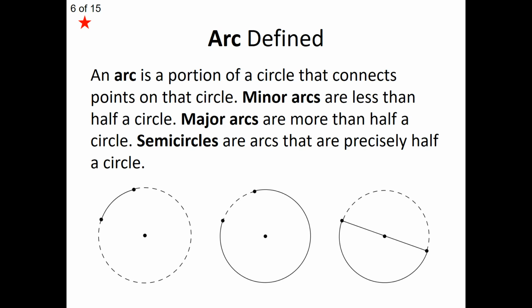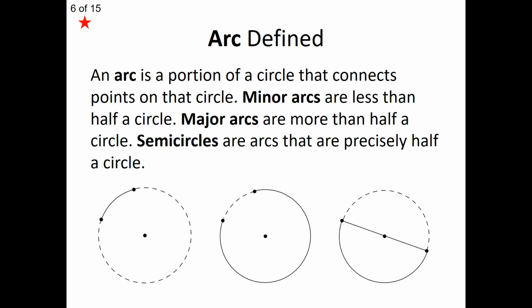An arc is a portion of a circle that connects points on that circle, meaning pick any 2 points on the circle and you can travel from that one point picked to the other point picked. However, you actually have a couple different directions you could have gone. You could have gone in a counterclockwise direction, or you could have gone in a clockwise direction, which is why we then separate our arcs into 3 categories.